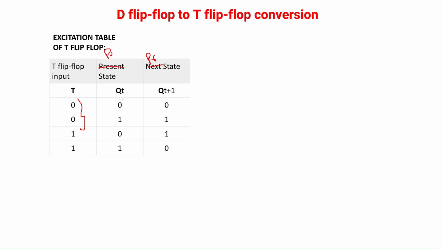When the toggle flip-flop T input is 1, the present state will be equal to the complement of the previous state. When the previous state is 0, the present state will be equal to 1, and when the previous state is equal to 1, the present state will be equal to 0. This is the excitation table of T flip-flop.